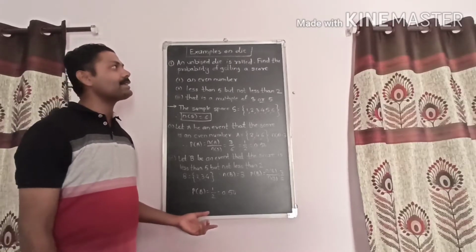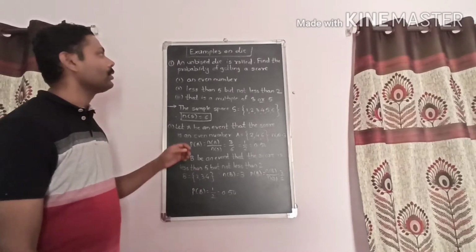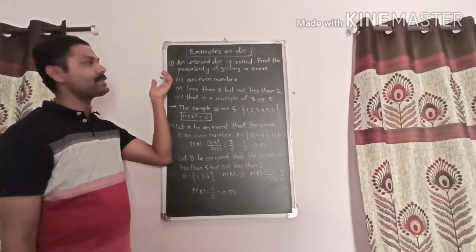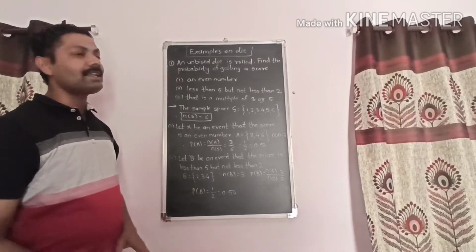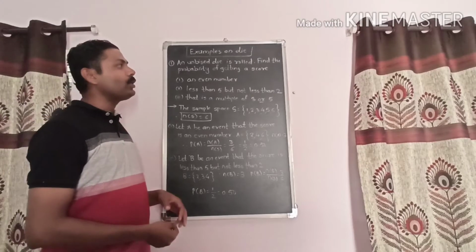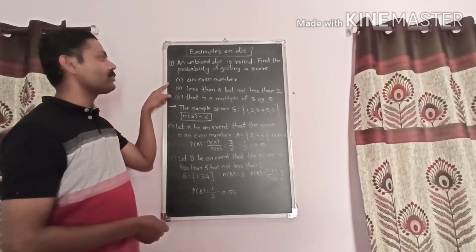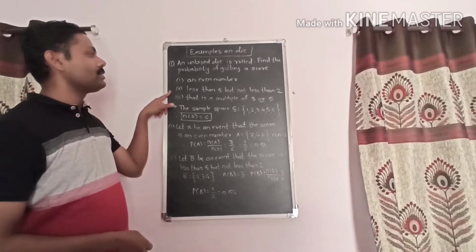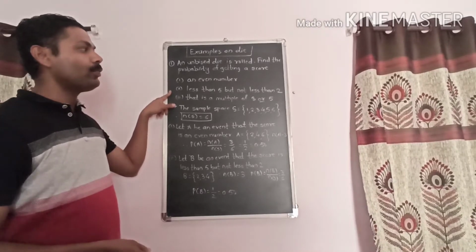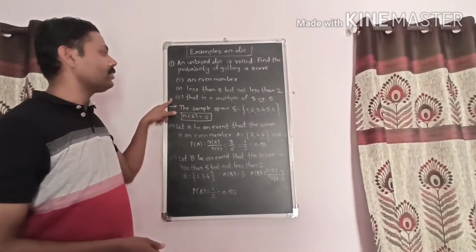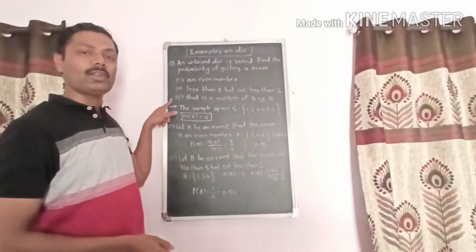Let us study the examples on die. Let us see first example. An unbiased die is rolled. Find the probability of getting a score. First one, an even number. Second one, less than 5 but not less than 2. And third one, that is a multiple of 3 or 5.